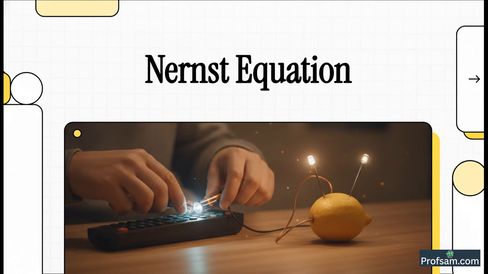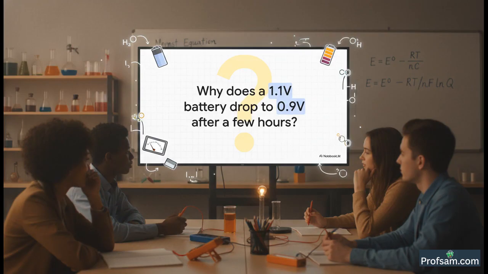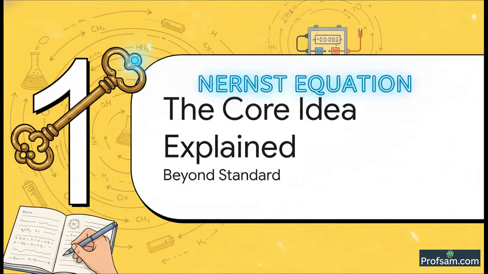Let's begin. So let's start with a very practical question. You see a new battery, and the box says it has a standard cell potential of, say, 1.1 volts. But after you use it in your remote or your toy for a few hours, you check, and it's giving only 0.9 volts. Why does this happen? Is the battery faulty? Well, not at all. The answer to this puzzle lies in today's topic.